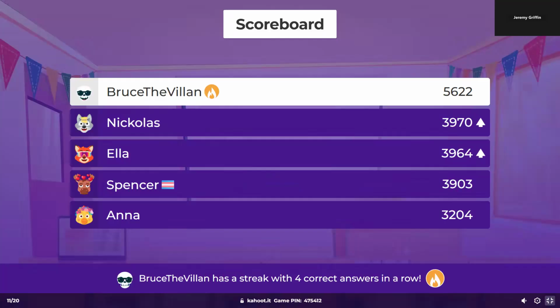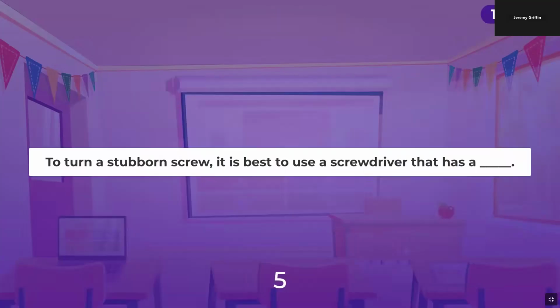Got Anna, Spencer, Ella, Nicholas, Bruce the villain.